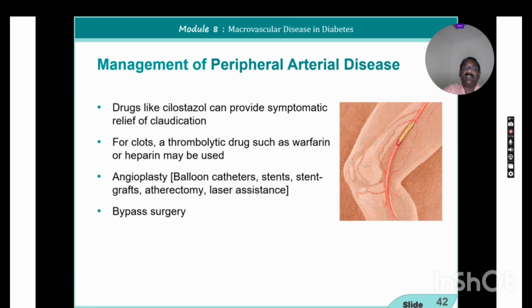Management: drugs like cilostazol, as I already told you, provide symptomatic relief. For clots, a drug such as warfarin or heparin may be used. Maybe low dose low molecular weight heparin you can use here. Angioplasty, with balloon catheters, stents, stent grafts, atherectomy, laser assistance, even the cardiologists do that. Now vascular surgeons are available, so they also do these interventions. And sometimes they need bypass surgery also.